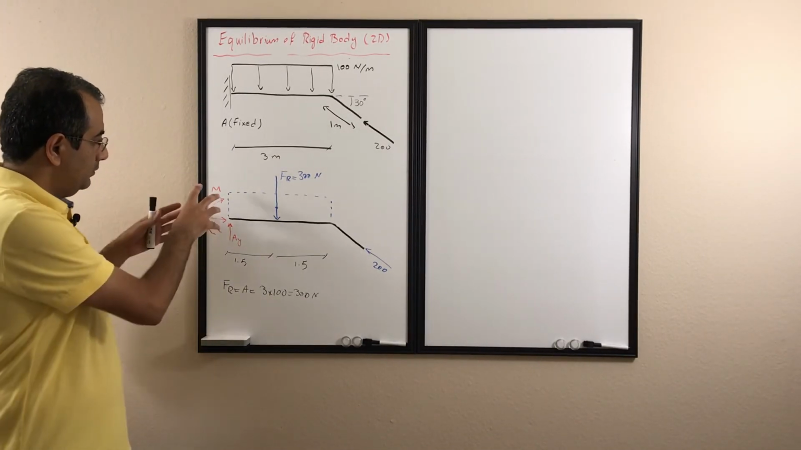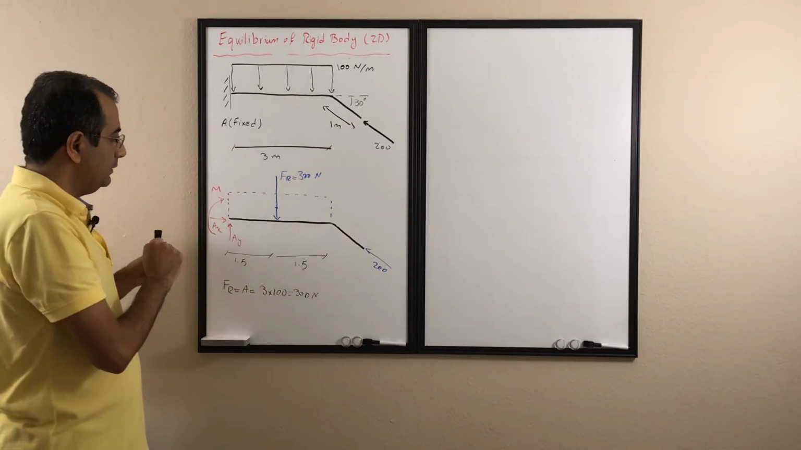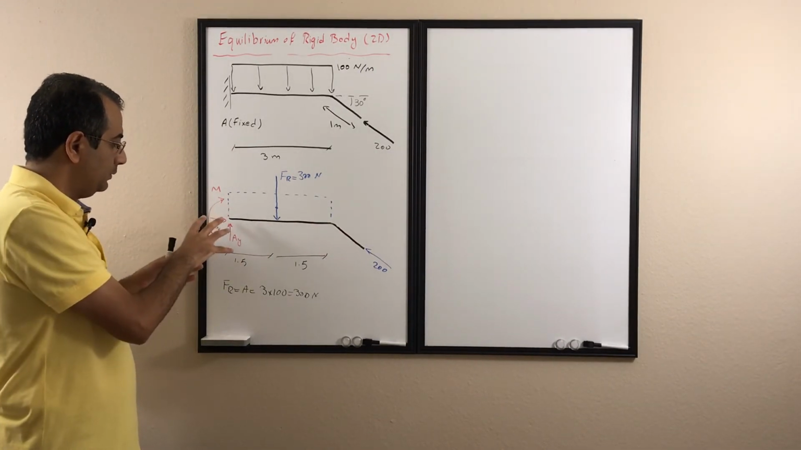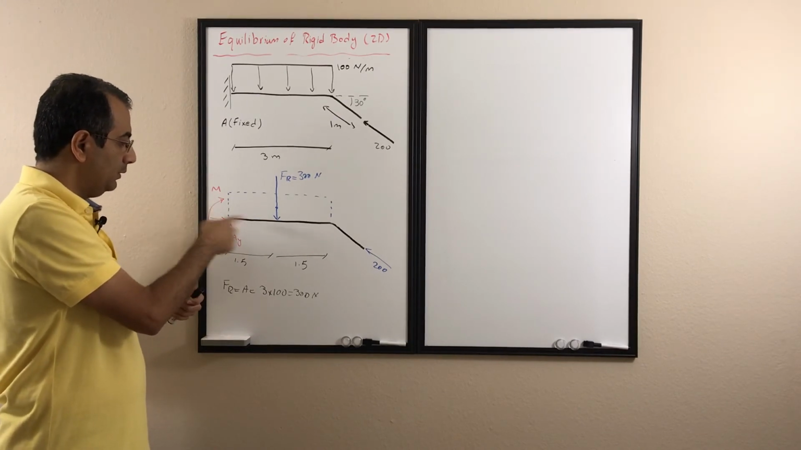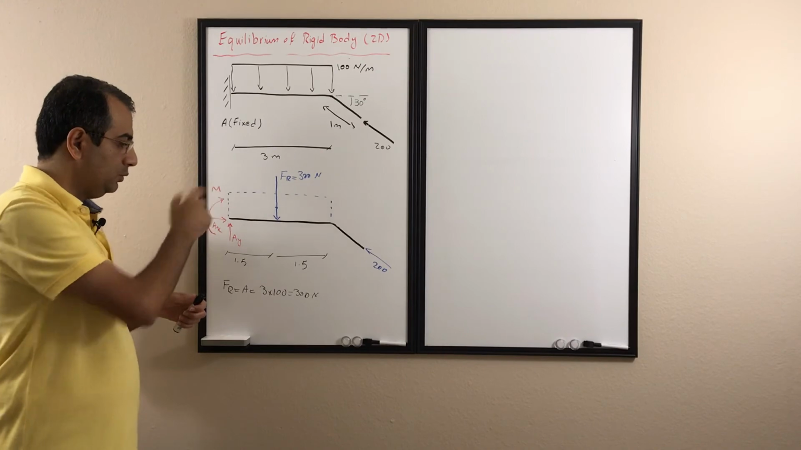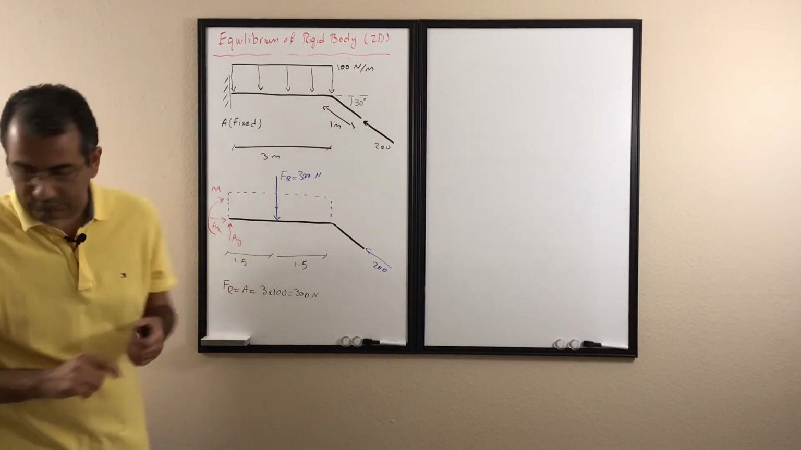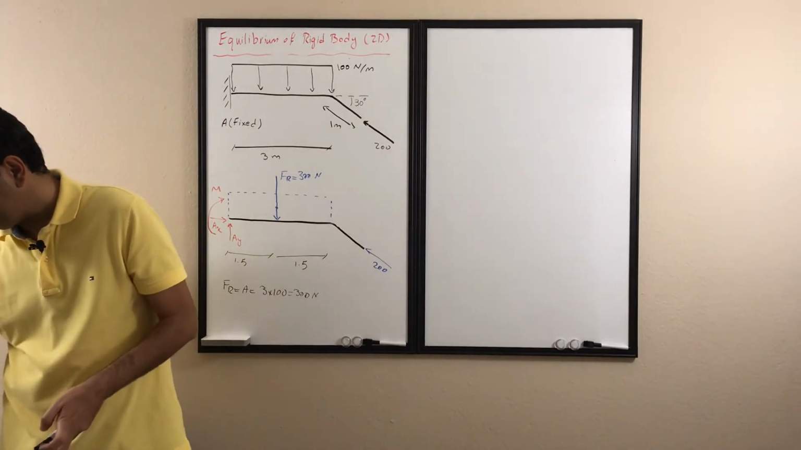So I have all my external forces, and I have all the supports that hold it in place. So the AY doesn't let it go up and down, the AX doesn't let it go left or right, and the M doesn't let it rotate. Now I'm going to start to solve this problem.